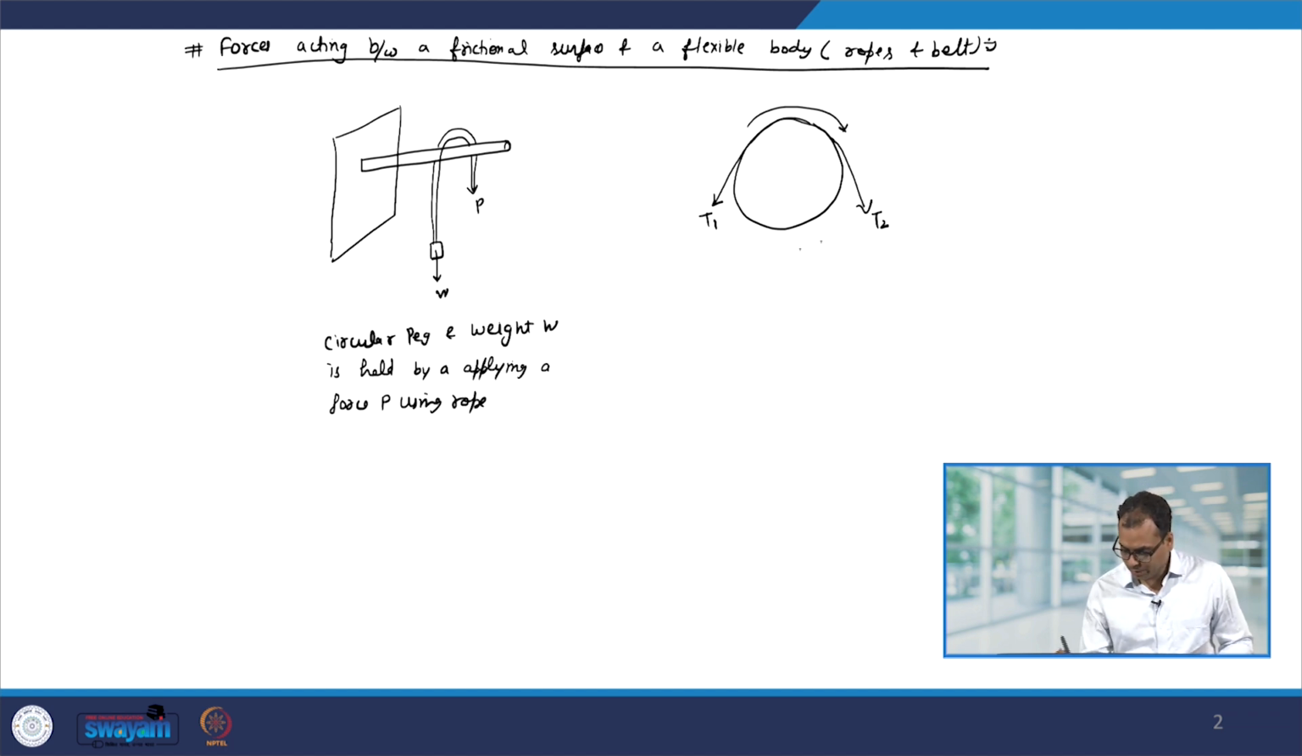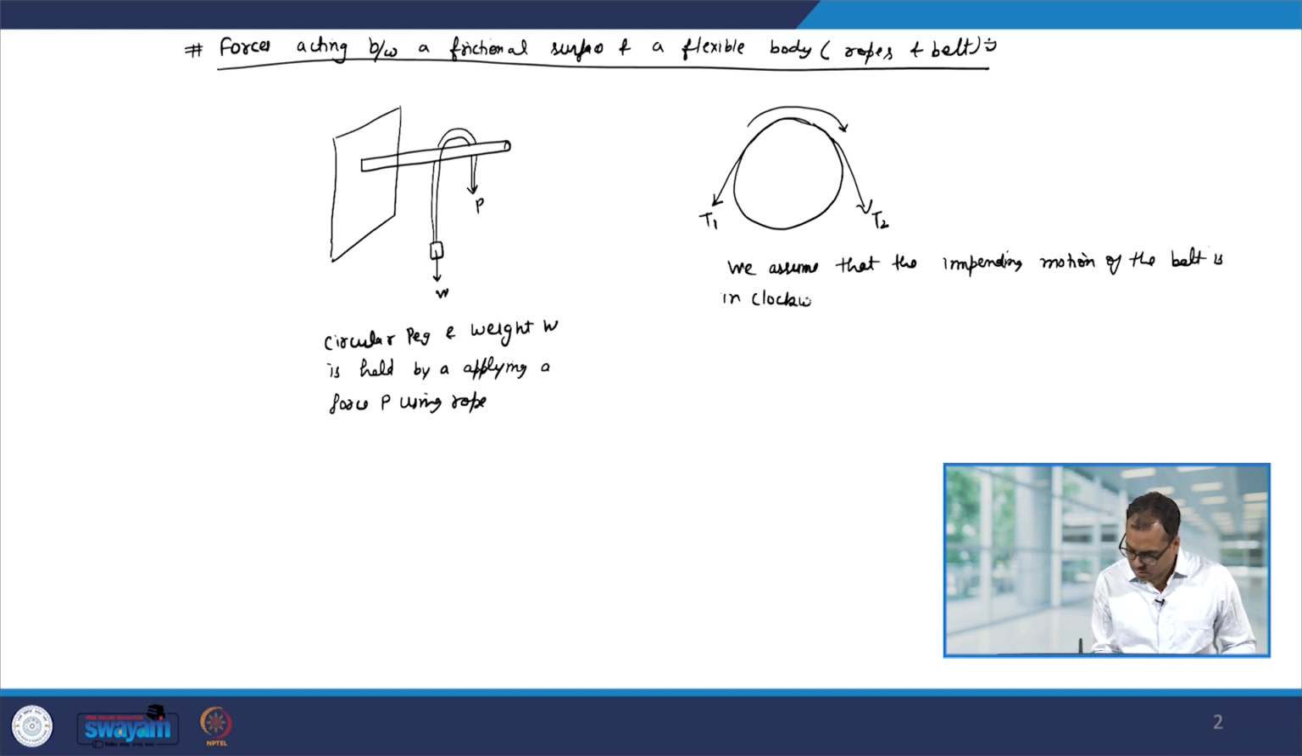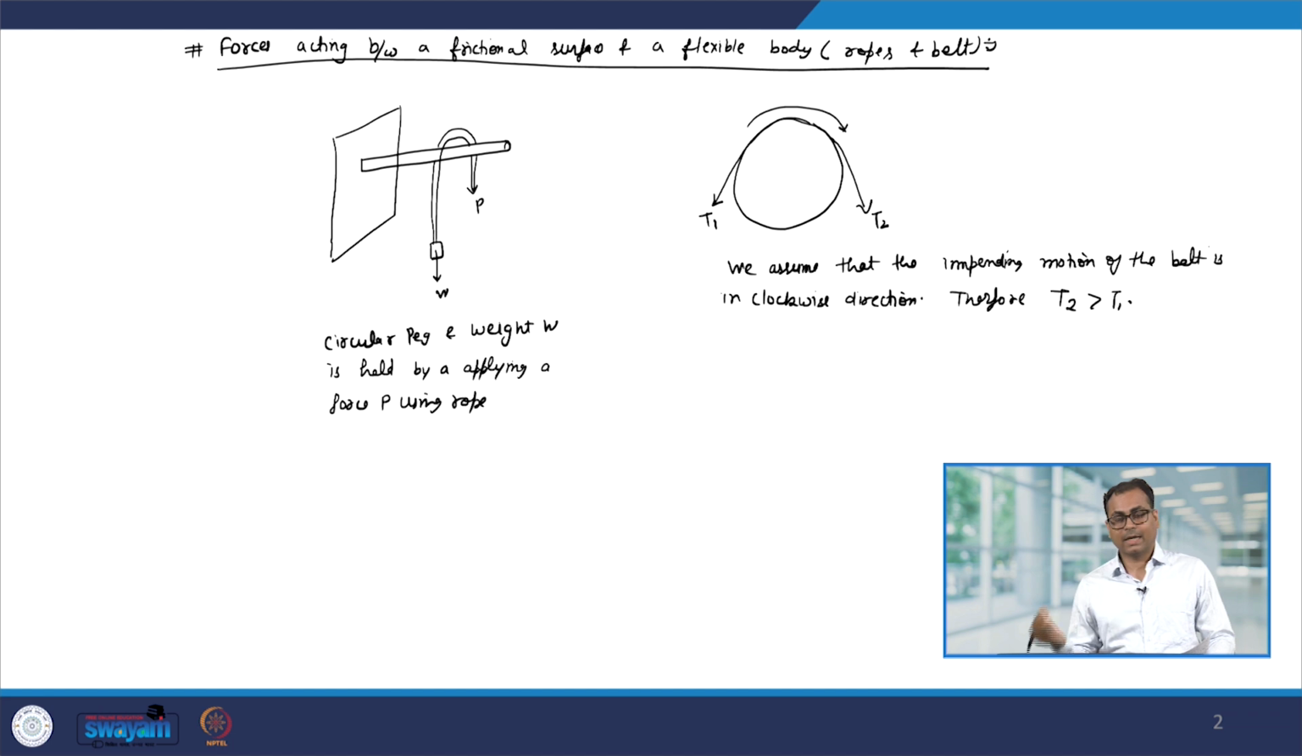So, we assume here that the impending motion of the belt is in the clockwise direction. Therefore, T2 must be larger than T1, and we are going to analyze this case under this assumption. We can also have T1 larger than T2. In that case, the motion will be in the anti-clockwise direction.